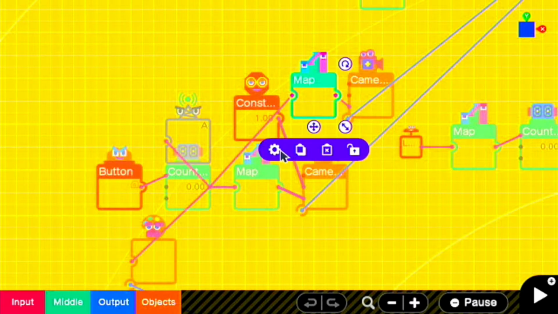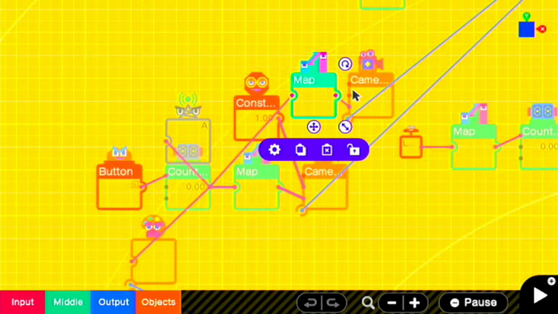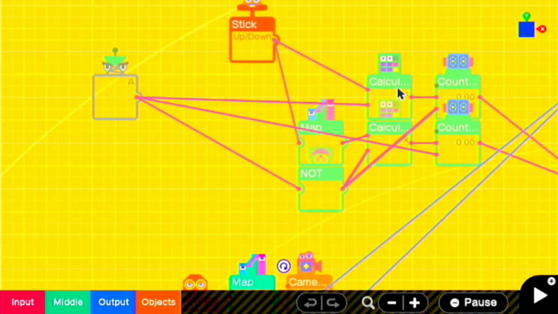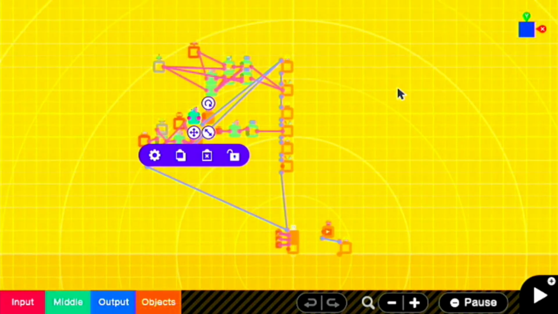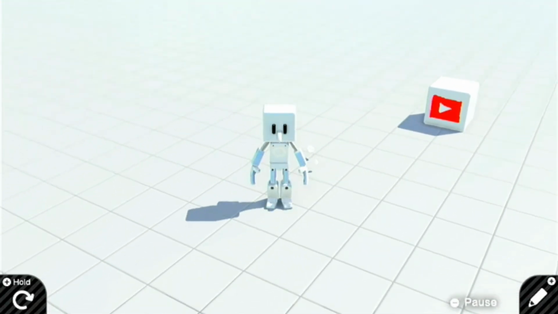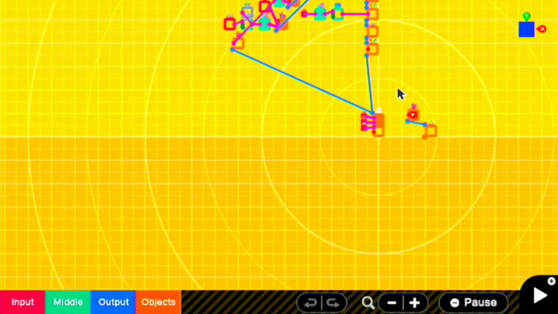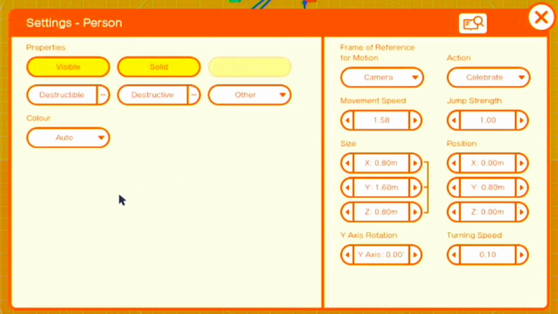This map nodon changes the offset of the camera target nodon. Camera target. And then that's basically it. You might want to look at everything closely to figure out what's actually going on. Oh, and I forgot to mention, make sure that the person's speed is set to 1.58, because the boxes slow the person down.